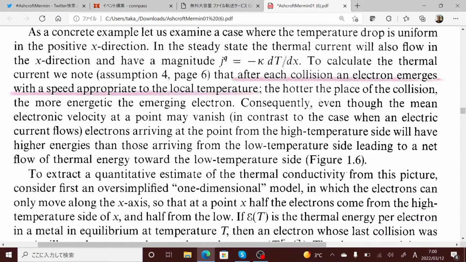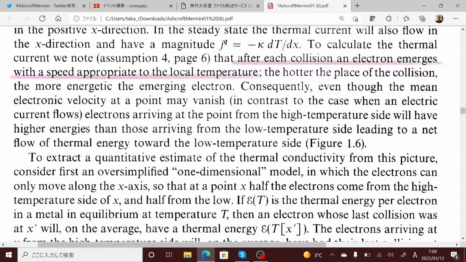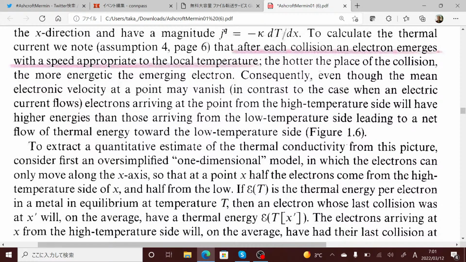Consequently, even though the mean electronic velocity at a point may vanish, in contrast to the case when an electric current flows, electrons arriving at the point from the high temperature side will have higher energies than those arriving from the low temperature side, leading to a net flow of thermal energy toward the low temperature side.